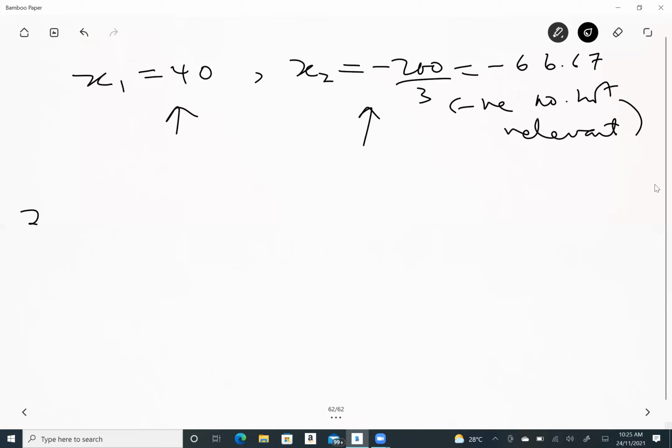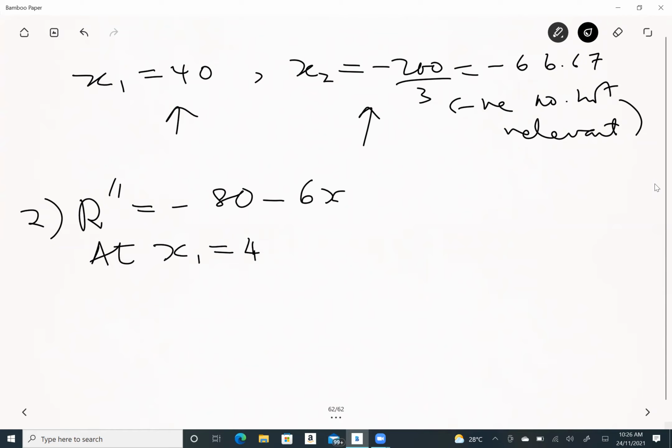Now, secondly, we find the second derivative. So R double prime is equal to negative 80 minus 6x. That is R double prime. What you want to do now is test at each of the critical points. So x1 equal to 40. What is R double prime? R double prime is equal to negative 80 minus 6 times 40.